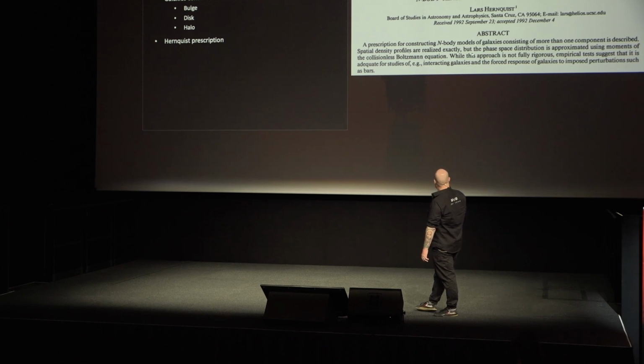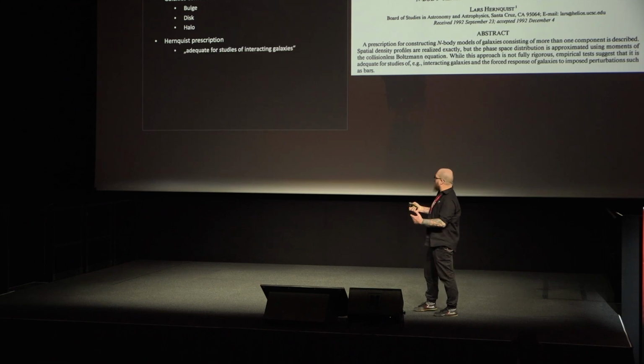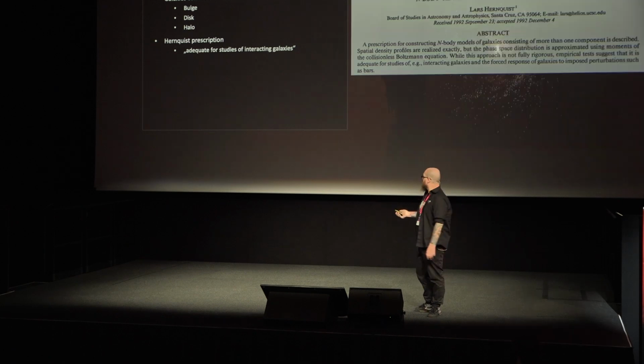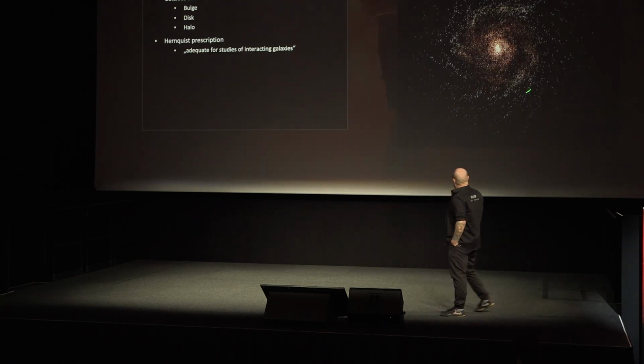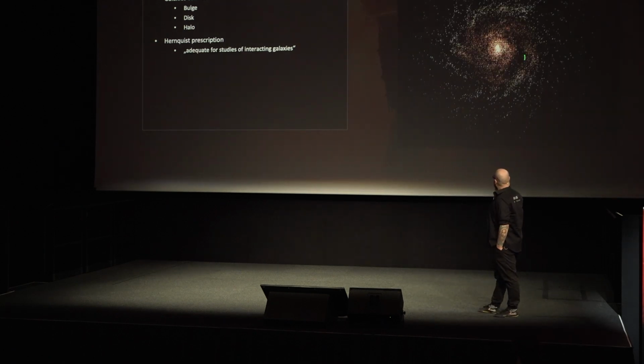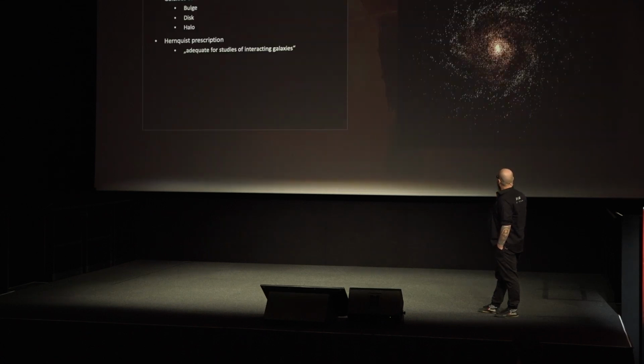Here it is. "While this approach is not fully rigorous, empirical tests suggest that it is adequate for studies of galaxies to imposed perturbations such as bars," as in, it is adequate for studies of interacting galaxies. Basically what we want to do. Nice. Then we basically made the code to actually do this, put it in a computer, put a black hole at the center, and we get something like this.